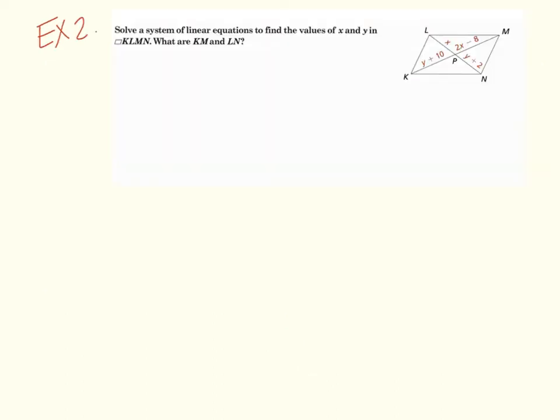Okay, this example says to solve a system of linear equations to find the values of x and y in parallelogram KLMN. What are KM and LN? One of the theorems that we talked about a little while ago said that the diagonals bisect each other. So what that tells us is that LP is equal to PN and KP is equal to PM.